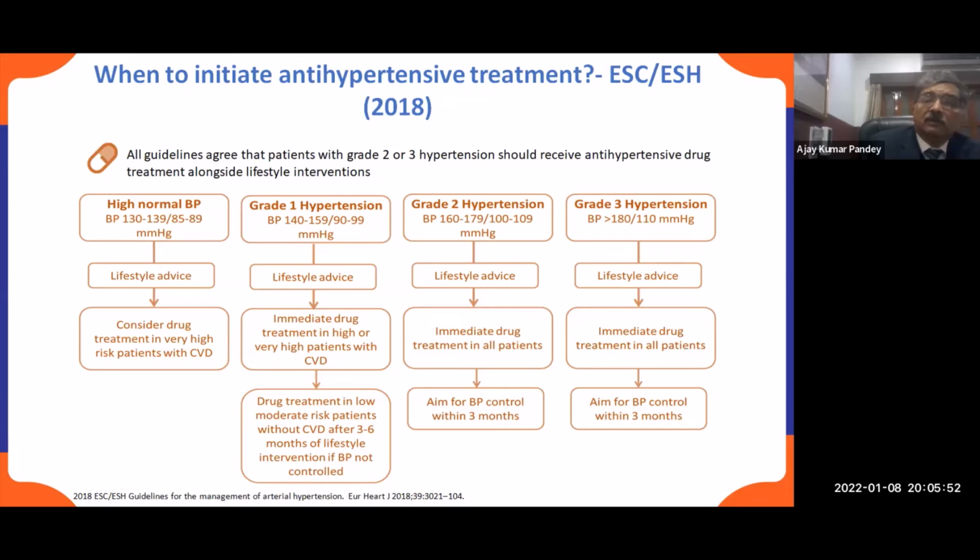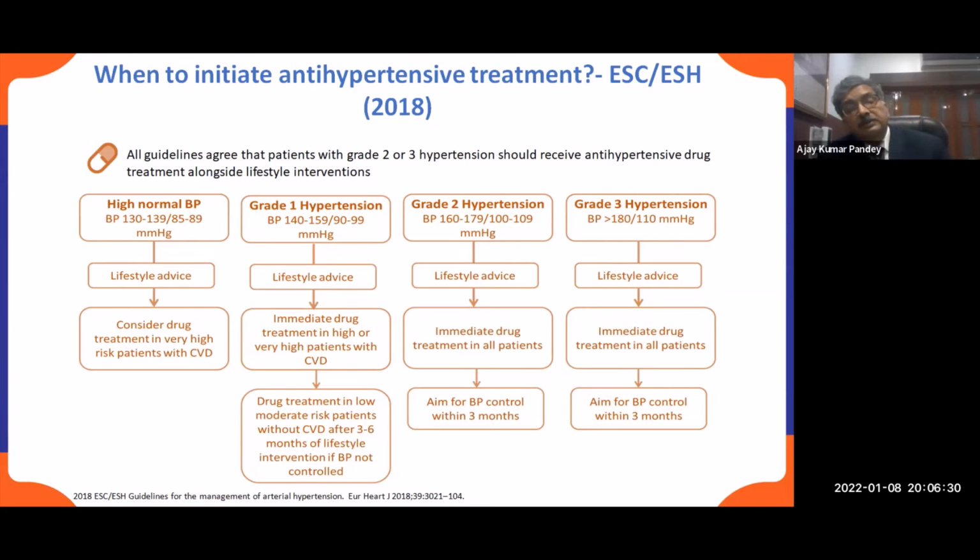And this is the overall flow chart. Suppose high normal blood pressure, BP 130 to 140, diastolic 85 to 89: lifestyle advice. Consider drug treatment in very high risk patients and with cardiovascular disease. Like suppose somebody is already having diabetes, with dyslipidemia, with tobacco, with BP 130 to 140, 85 to 90, I will like to put him on an ACE inhibitor as an antihypertensive. Grade 1 hypertension, like 140 to 160 and 90 to 99: lifestyle advice plus immediate drug treatment in high or very high risk patients and with CVD.